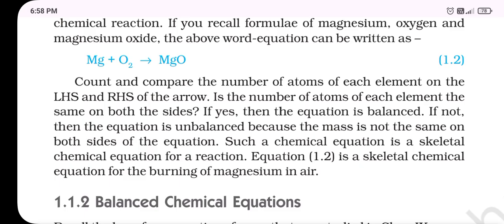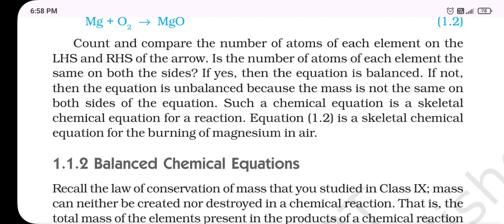Okay, that's fine. Such a chemical equation is a skeletal chemical equation for a reaction. Equation 1.2 is a skeletal chemical equation for the burning of magnesium in air. That means it's a structured form, so we call it a skeletal chemical equation.